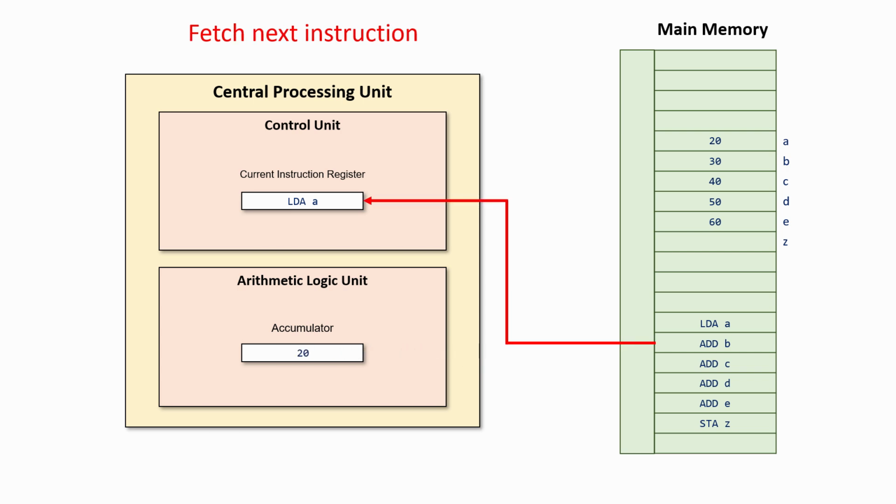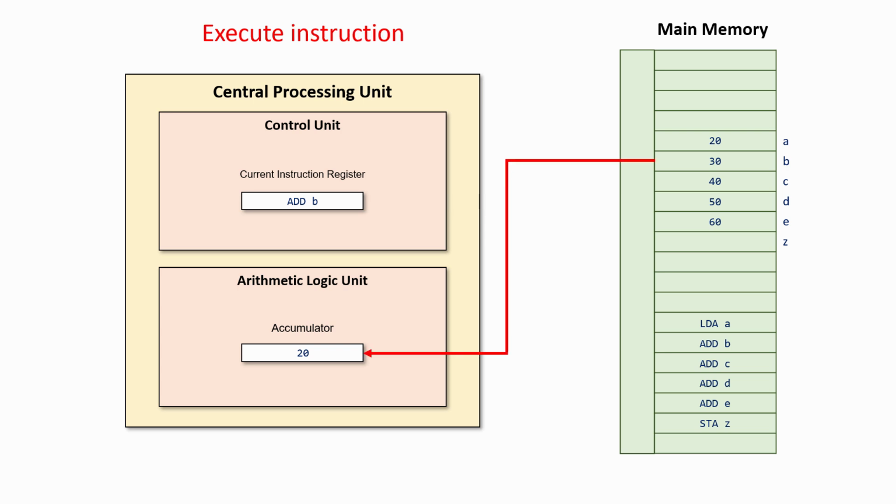The next instruction is then fetched. It's copied from the memory into the current instruction register, overwriting the instruction that's already there. Add B tells the CPU to add the contents of variable B to whatever's already in the accumulator. So the value 30 is copied from the memory and added to the contents of the accumulator by the electronic circuits inside the Arithmetic and Logic Unit.